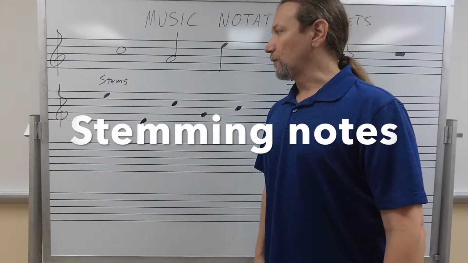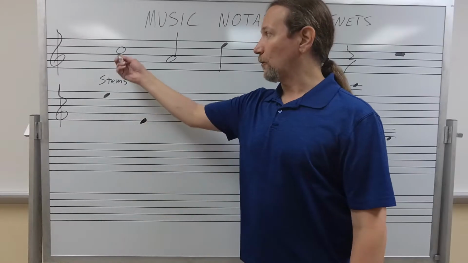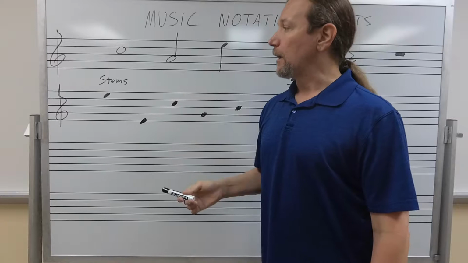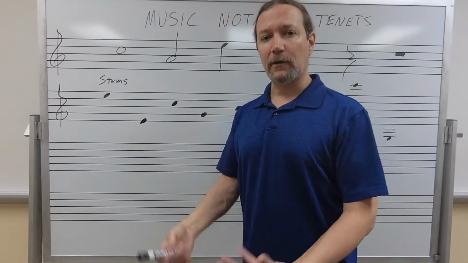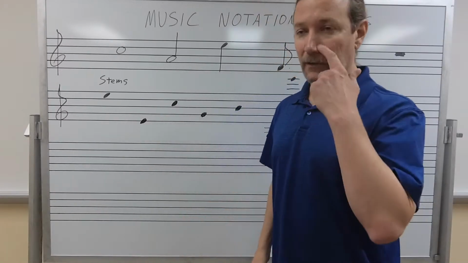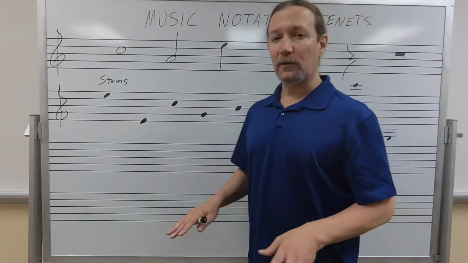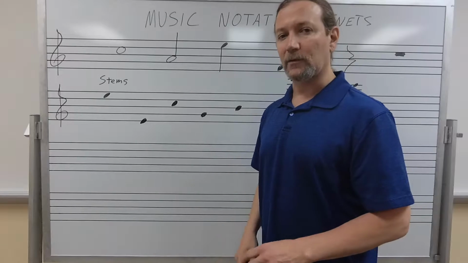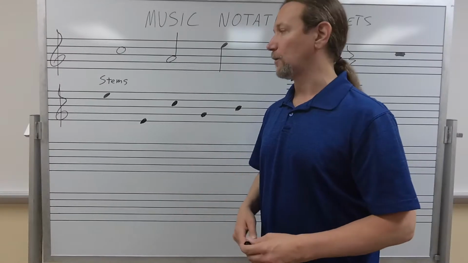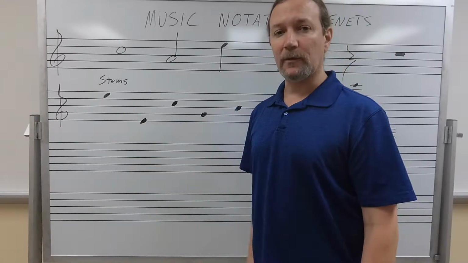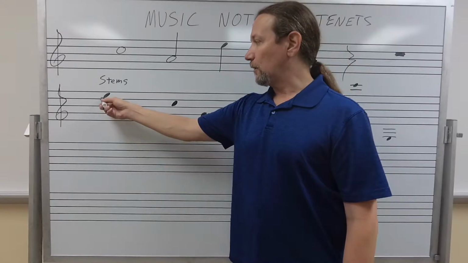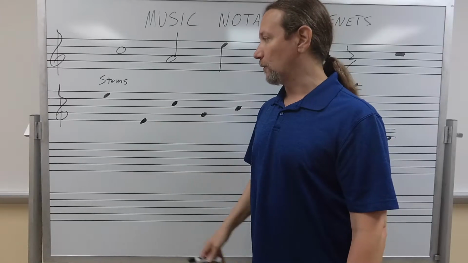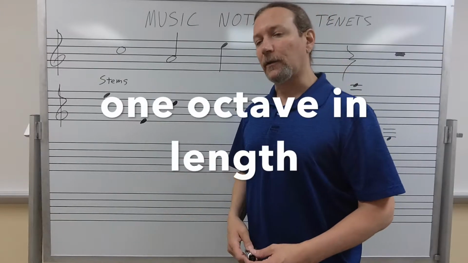What I want to talk about first is putting stems on notes. Some notes don't feature stems, so it's not an issue at all, but many do, and we need to know how to draw them, how long they are, and what their general understanding is. Most stems in single voice writing, so not two notes or two voices going on simultaneously, but single melodic lines, are going to feature stems that, when they go down, go on the left side of the note. When they go up, they go on the right side of the note. They're typically 1 octave in length.